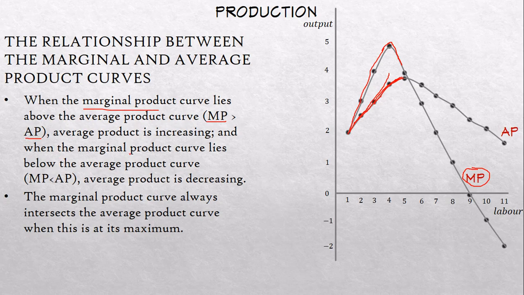And when the marginal product lies below the average product curve, that is, if the MP is less than the AP, then the average product curve is decreasing. So another relationship: when the marginal product curve lies below the AP, the AP will be decreasing. If the MP, this is the MP, is less than the AP, or lies below the AP, then the AP, as you can see, is decreasing. So that is one relation between the marginal and the average product.